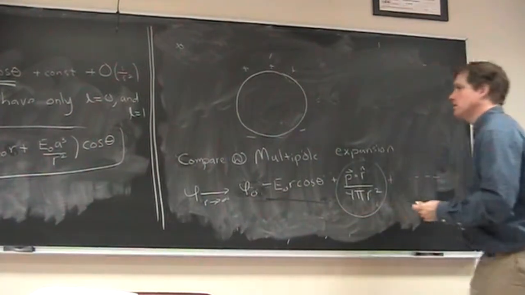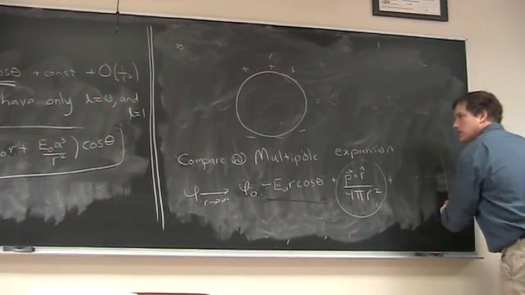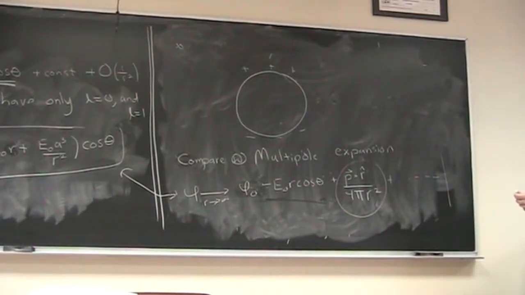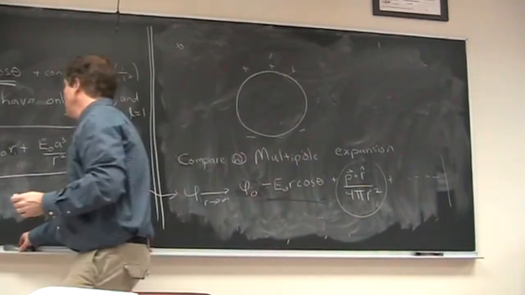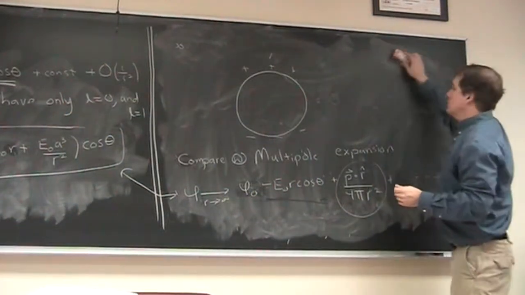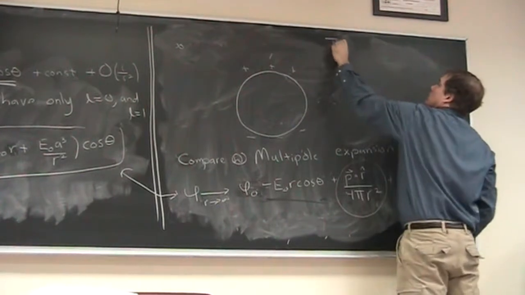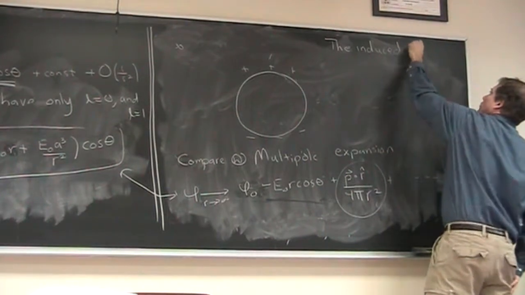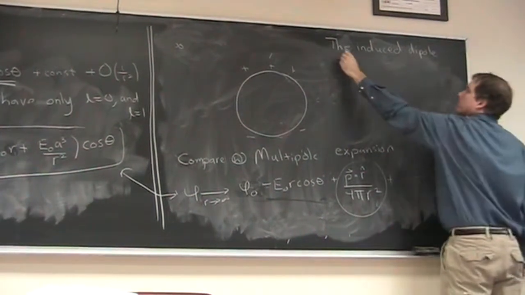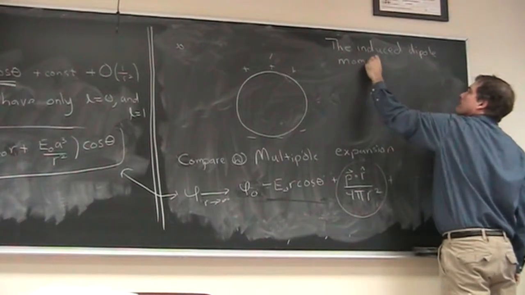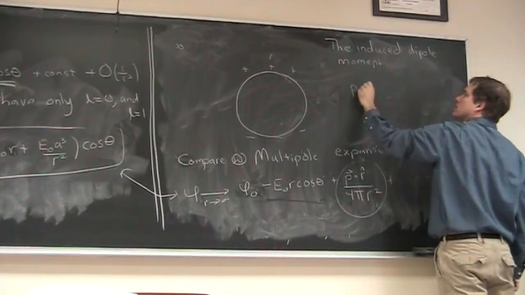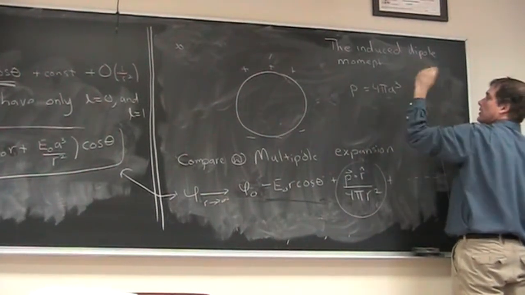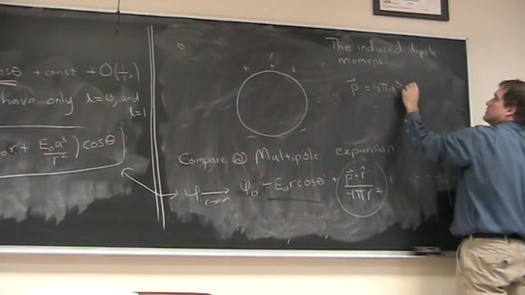Comparison with this and this shows that the induced dipole moment is p equals 4 pi epsilon naught a cubed E naught, provided it's in the z hat direction.